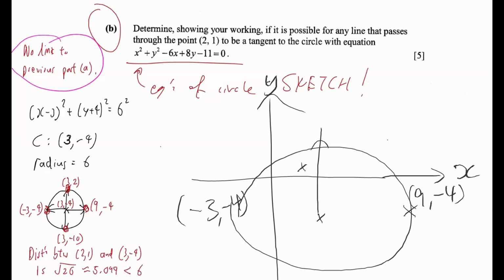Then now let's read the question. Determine, showing your working, if it is possible for any line that passes through the point 2, 1 to be a tangent to the circle. I don't know what that means. What does it mean for you to be a tangent to the circle? It touches the circle circumference. So now they are saying that if you have a line that passes through this point, okay, so where's your point?